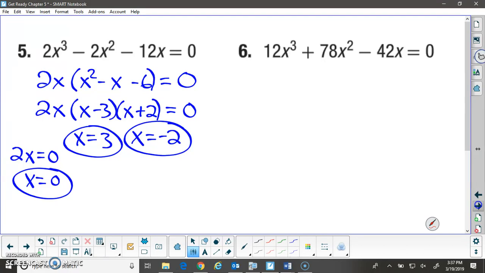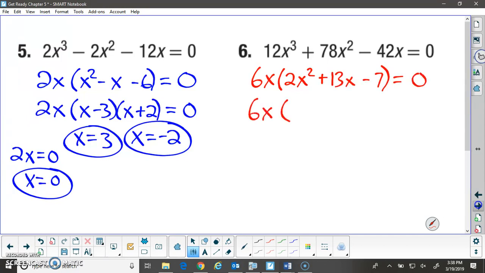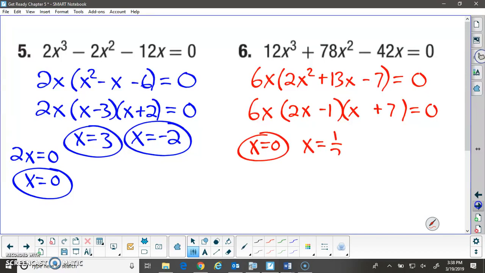Number 6, we can also take the GCF of 6x out of everything. That leaves us with 2x squared plus 13x minus 7. This gives us a trinomial that we can break down. I'm going to put a 2x and an x at the beginning of both of those. And then we'd have to put a plus 7 here and a minus 1 there. And so our solutions will be x equals 0, x equals positive 1/2, and x equals negative 7. So that's a little bit of a review on factoring.